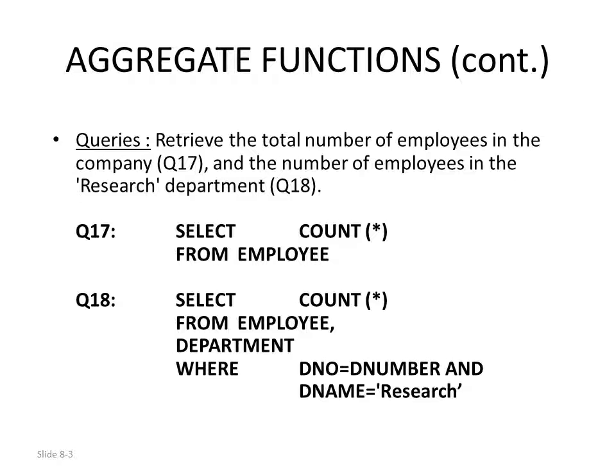Here we have one more command using an aggregate function. The query is to retrieve the total number of employees in the company. It is going to count the number of records, or tuples, in the relation. And the next query is the number of employees in the research department.